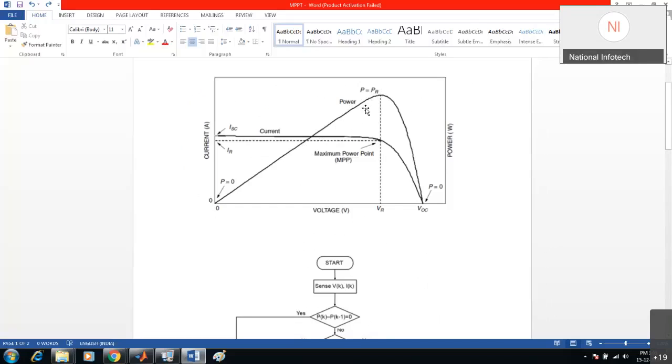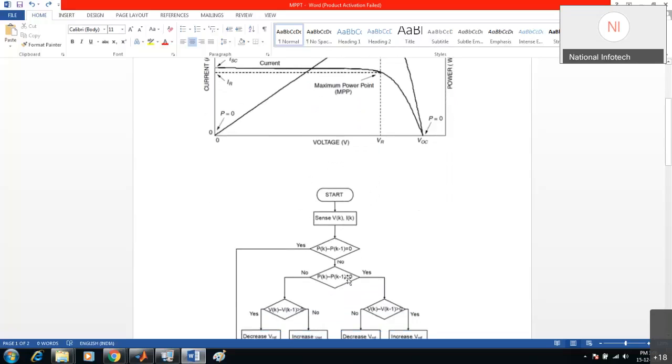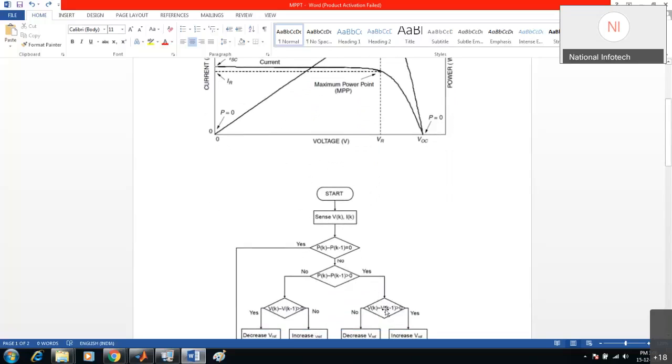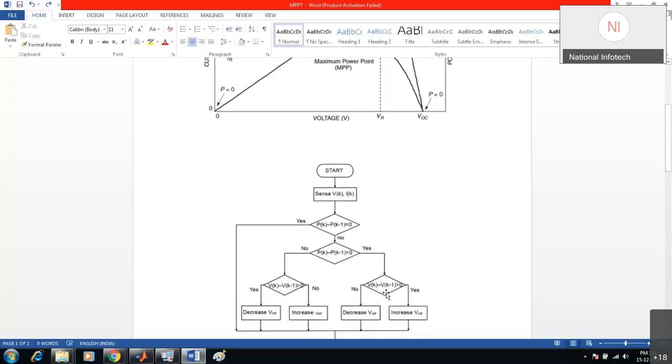So we are trying to get to this point. In order to do that, we are checking power, and if more power is available, then you have to increase the voltage. If delta P is greater than 0, it will check whether delta V is greater than 0. If delta V is greater than 0, meaning the difference between the previous voltage and the latest voltage sample, then it will say you have to increase the voltage in order to get to this point.